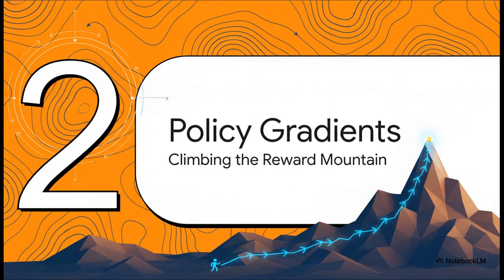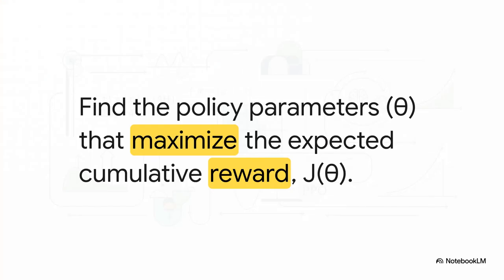Well, here's a cool way to think about it. Imagine you're on a giant mountain, and the higher you climb, the more reward you get. The very top of the mountain, the summit, is the maximum possible reward. Our job is to find the path that gets us to the peak. Now, in modern AI, our policy is almost always a neural network. And you can think of a neural network as having a bunch of adjustable knobs or parameters. We call these parameters theta. Our whole mission is to tune these knobs just right to maximize our reward. We're looking for the settings that create the policy that leads to the best outcomes again and again.